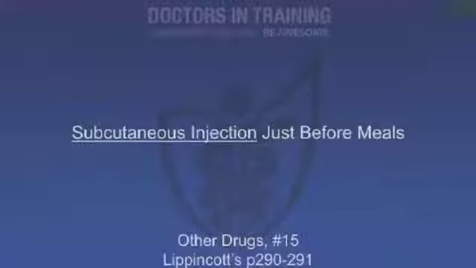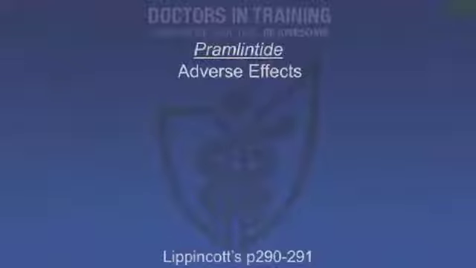So like insulin, it's a protein. You have to give it as an injection, and you have to give it just before meals. It can be used in type 1 diabetics or type 2 diabetics who are on insulin. When you do give it with insulin, you have to reduce the amount of rapid-acting insulin that they're getting with their meal because you're reducing the amount of insulin they need, and they could get hypoglycemia if you don't adjust their insulin dose. The adverse effects of pramlintide are primarily gastrointestinal.